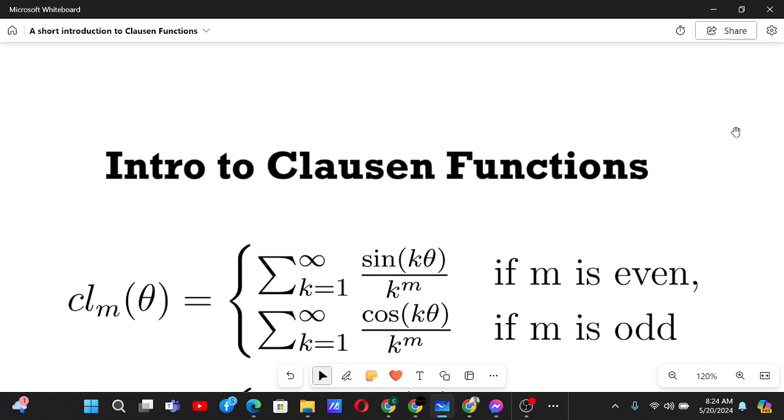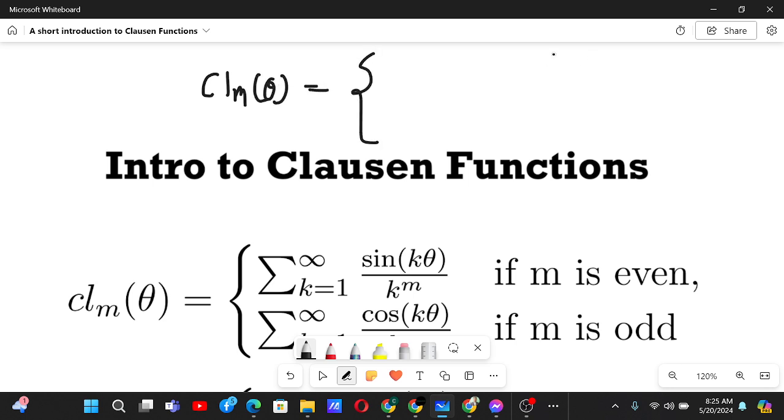Introduction to Clausen functions. In this video, we are going to talk about the definition of the Clausen function, denoted by CL_m of theta, and some of its properties as well. As you can see, the Clausen function with base m and argument theta is defined in two different ways: one when m is even, and the other when m is odd. There are two definitions for two different cases.